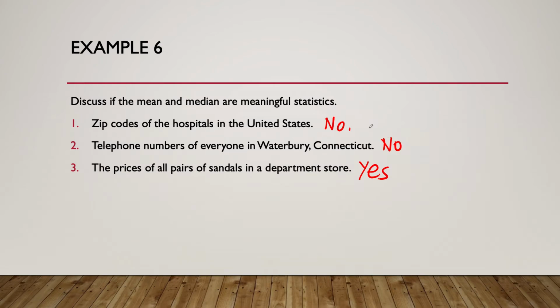How about the prices of all pairs of sandals in a department store? You can have the mean price of a pair of sandals to know what the average price is of a pair at a particular store, or you could have the median, especially where the prices fluctuate a lot from a cheap basic pair to a high-end designer pair, for example. So yes, mean and median are meaningful for that particular one, although the mean is probably slightly more meaningful, but that's not what we're asking in this.